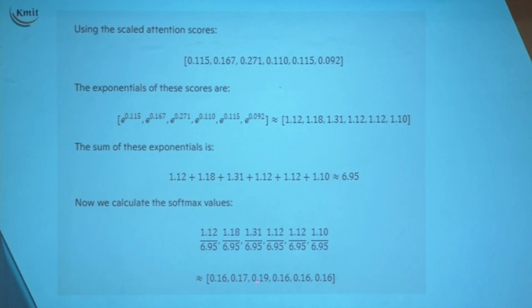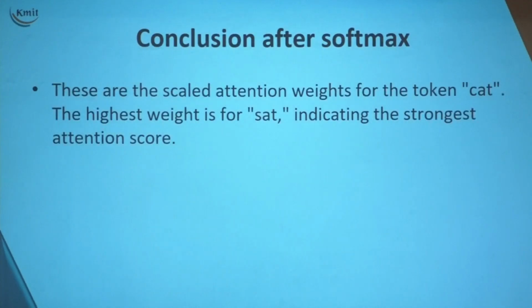So you can see now everything is in the range of 0 to 1. The holds attention weight 0.16, cat holds 0.17, sat holds 0.19, on 0.16, the 0.16, mat 0.16. So which one is holding more attention weight? 0.19 is for sat. So after cat, what is the next word that requires attention of the machine?